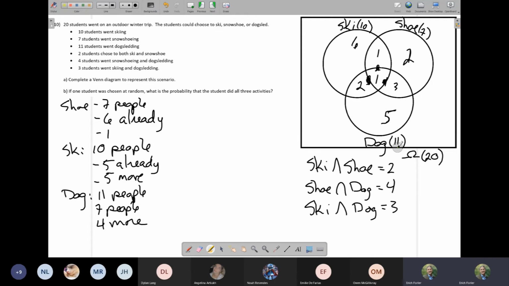And now I should just add up everything in the middle. 6, 8, 9, 10, 12, 15, and 5 makes 20. And that's what we needed to end up with as our total sample space. So that gives you the complete Venn diagram.